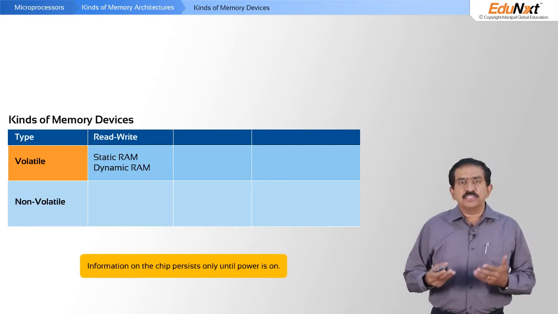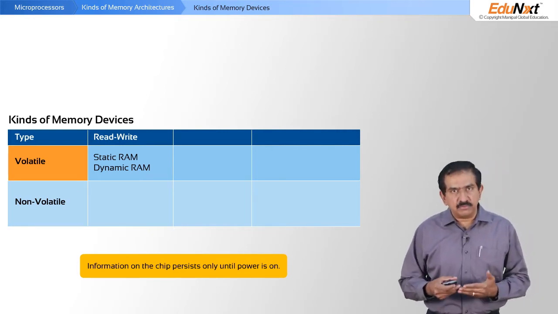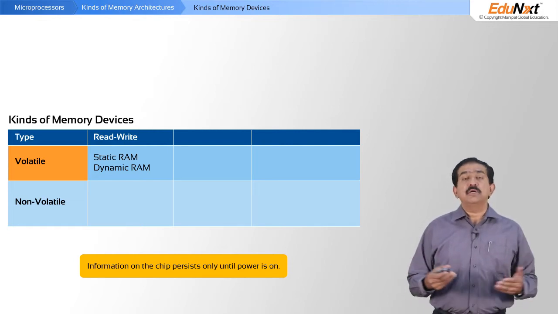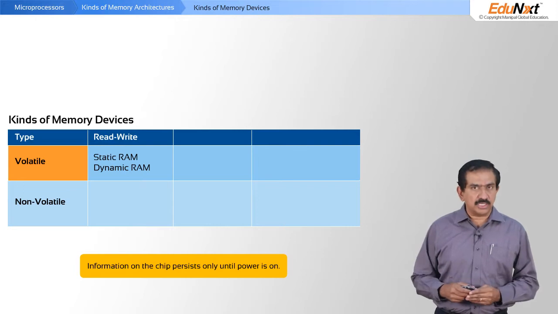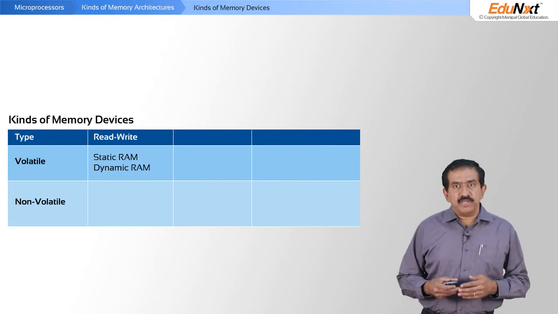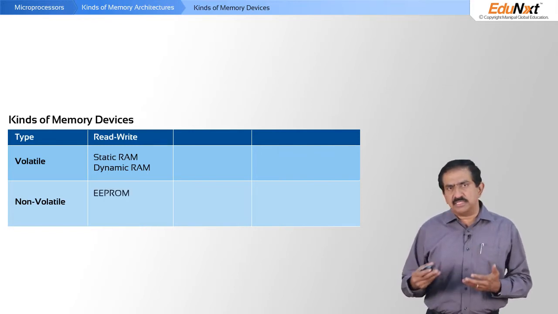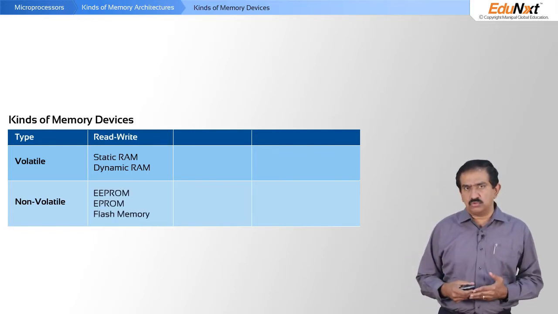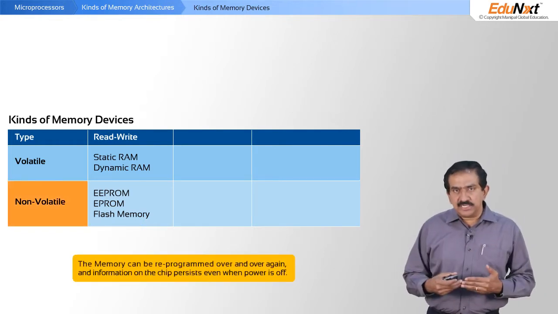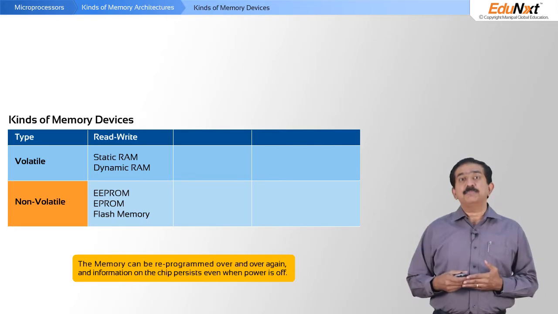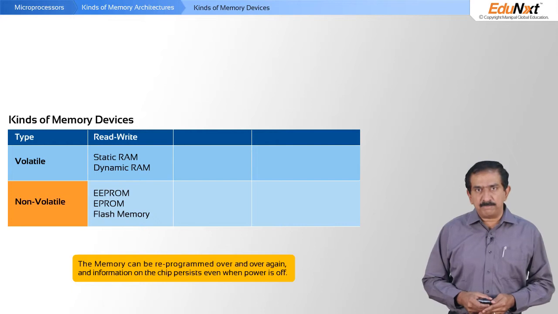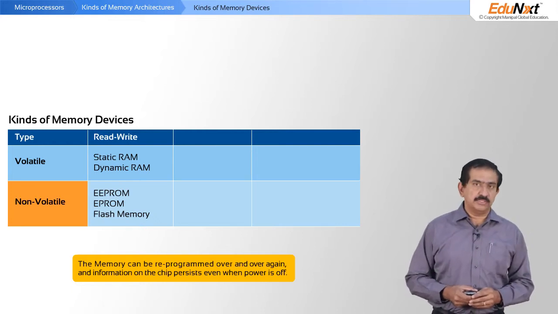So we all know that if you remove power from a RAM device, a random access memory device, the RAM loses all content. That's why it's called volatile. Read-write memory also has a non-volatile kind, and there are many kinds of this. There is E2PROM, there is EEPROM, there is flash memory, and so on. These kinds of devices can record data, can re-record data over and over again, and will not lose the information even if you remove power. That's why they are called non-volatile.